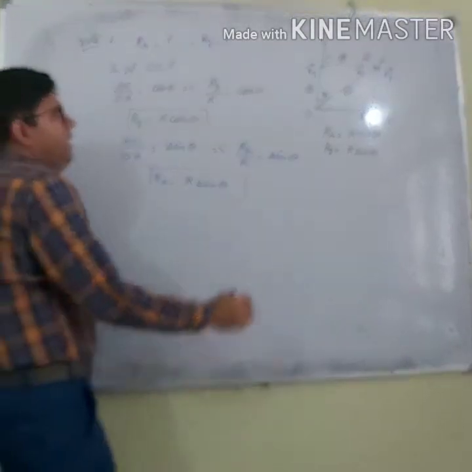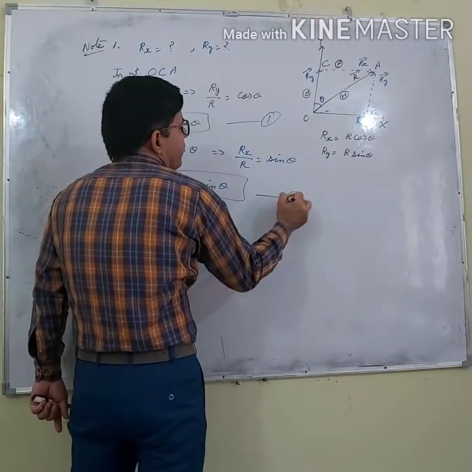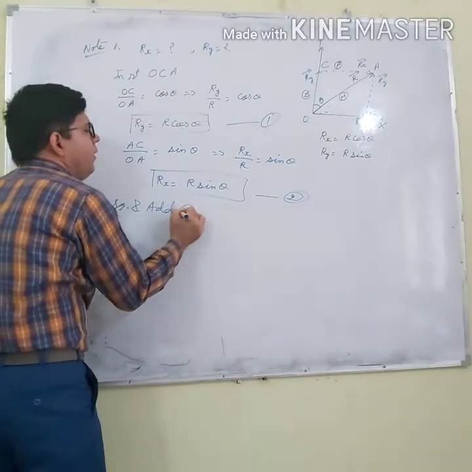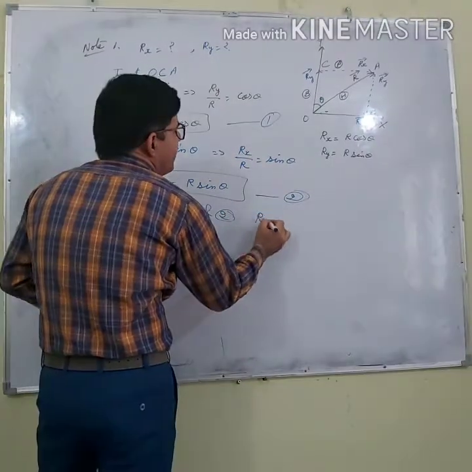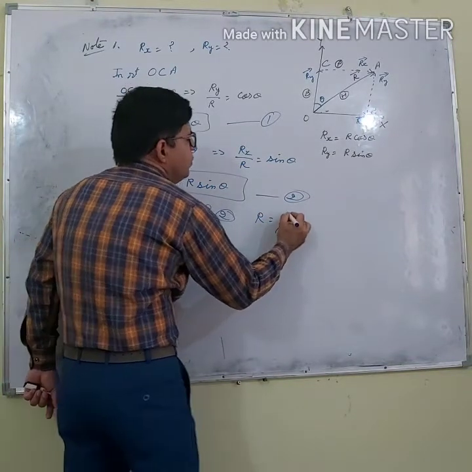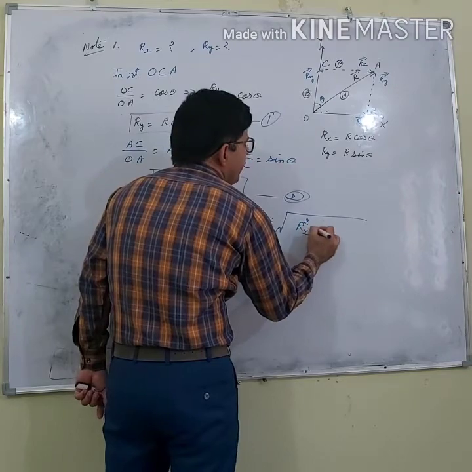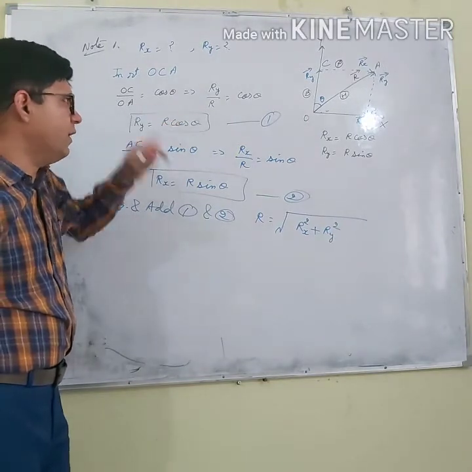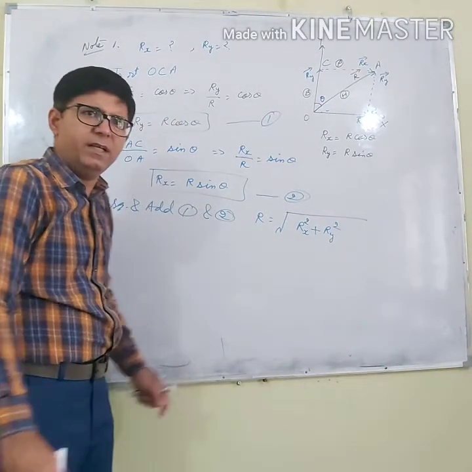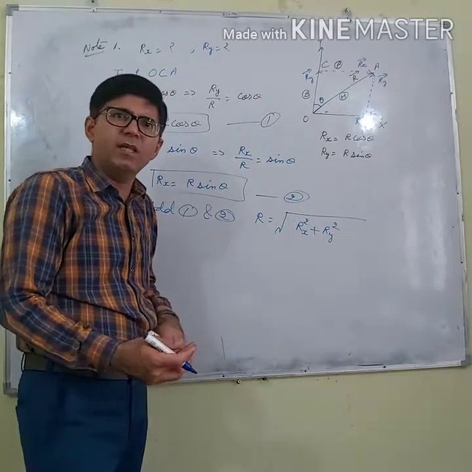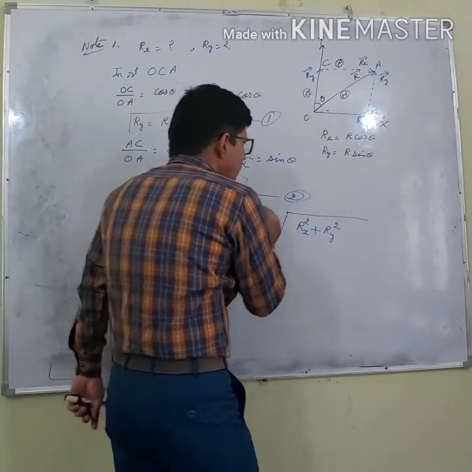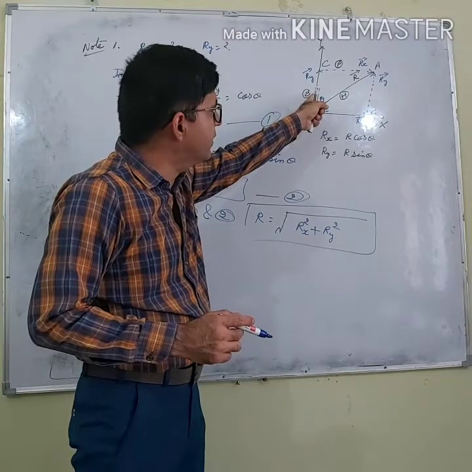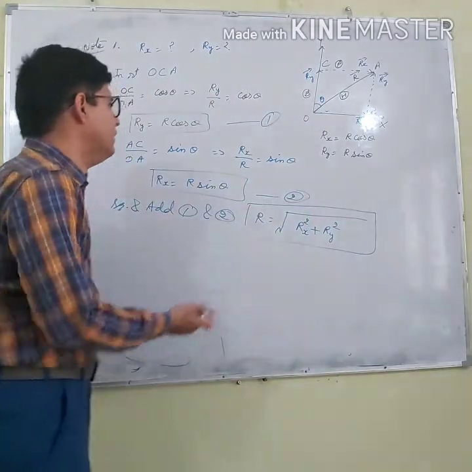Right? Again, if I square and add 1 and 2, what will I get? I will get the same result. R equals under root Rx square plus Ry square. Why? R square cos square theta plus R square sin square theta. R square is common and cos square theta plus sin square theta is 1. So physics will not change if R is making an angle theta with y axis. Physics will remain the same.